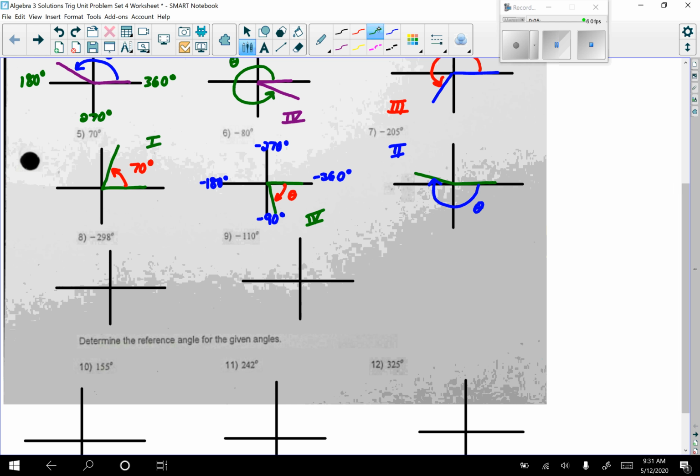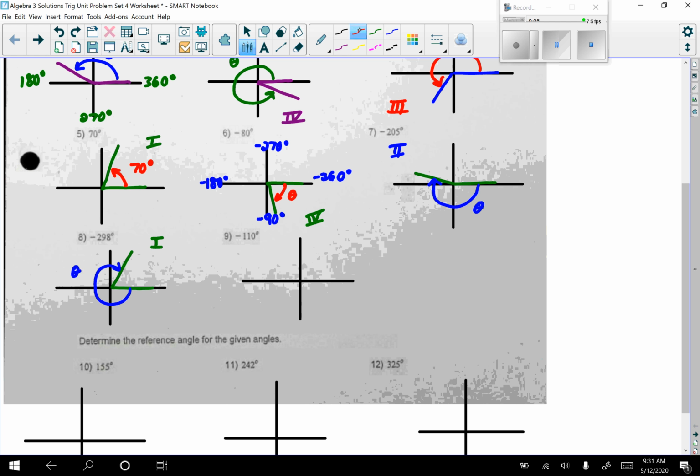Negative 298. Again, if I go back up to number 6, negative 298 is going to be up here in quadrant 1 between negative 270 and negative 360. Here's my initial side. So negative 298, we're looking at maybe it's just 28 degrees past the negative 270, so kind of showing it like this. But again, we want to show that rotation clockwise like this.